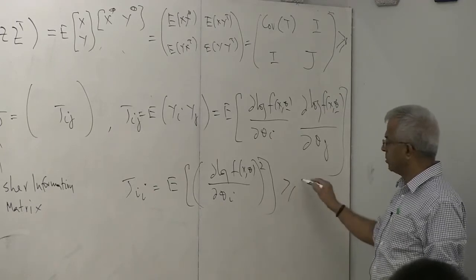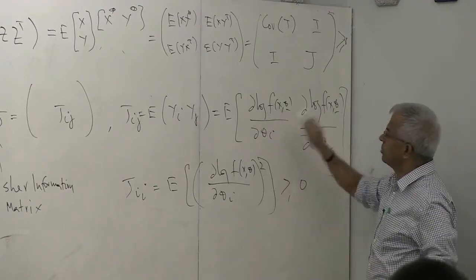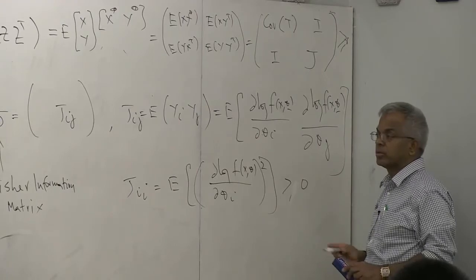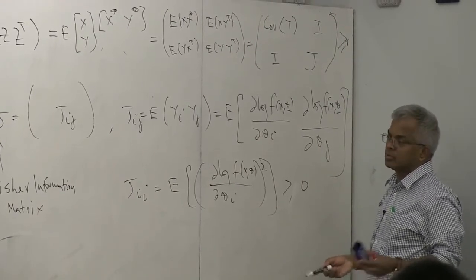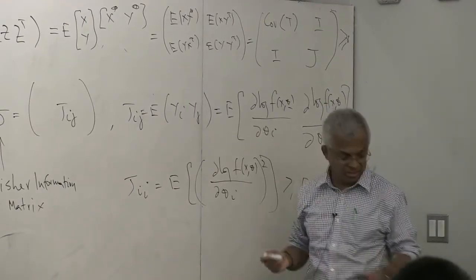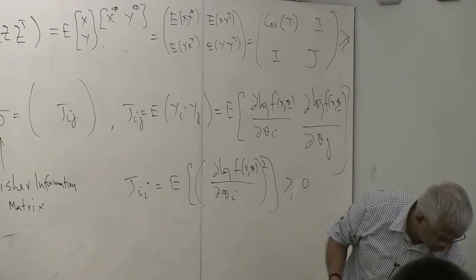So this of course will be positive, but this may not be positive because it's a derivative with respect to another parameter. So whole point, you can see all the conceivable derivatives are here.